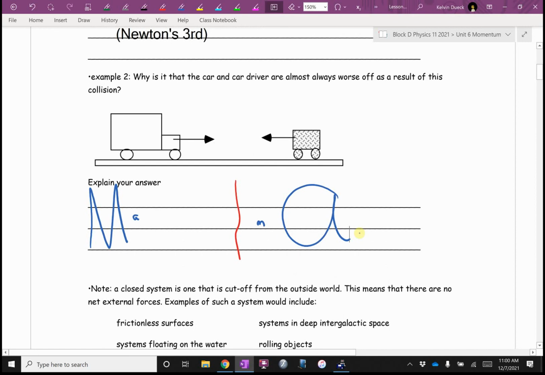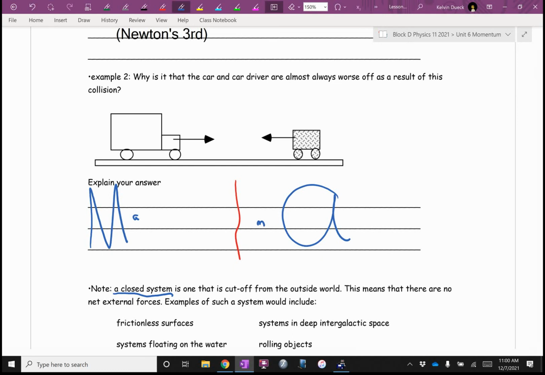I need to give you a term. A closed system is a system that is cut off from the outside world. It has no net external forces. There's no invisible angel pulling or pushing from off the screen. There's no F applied.